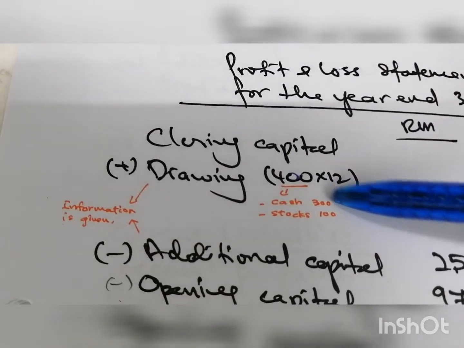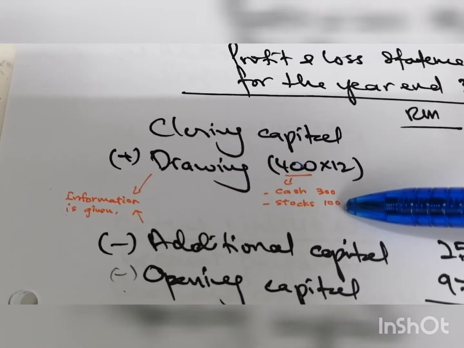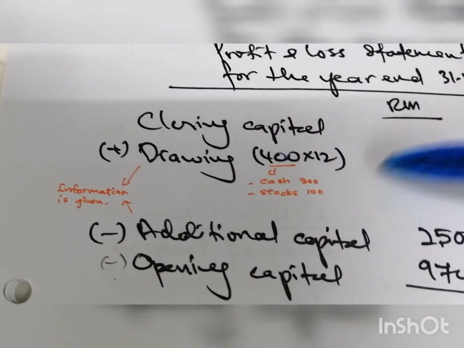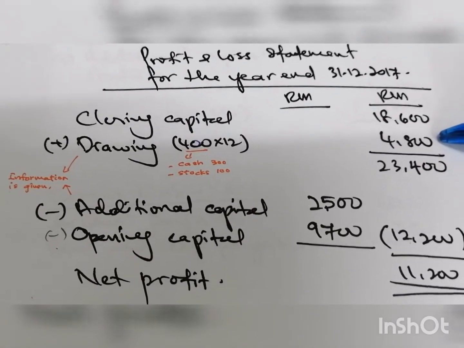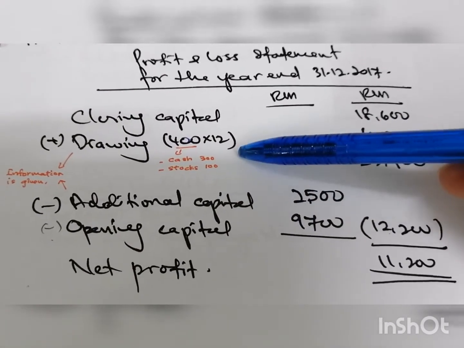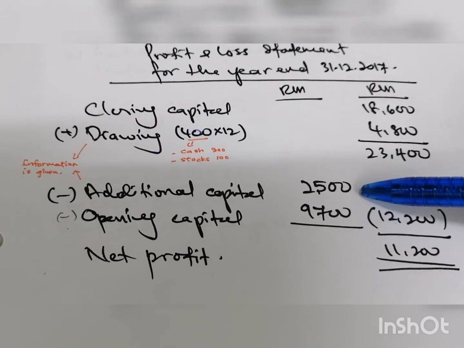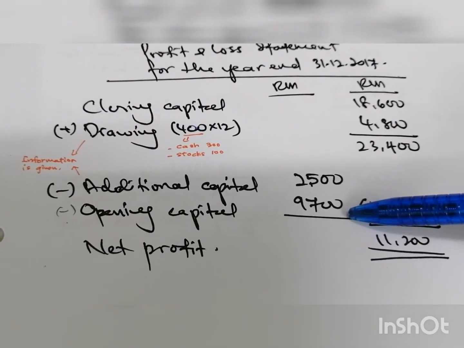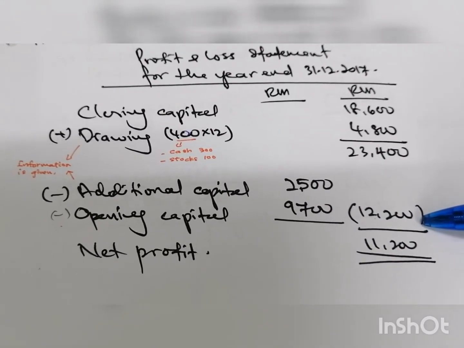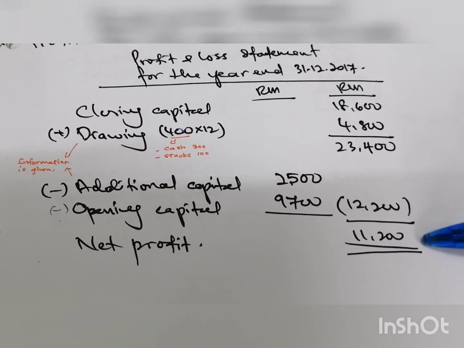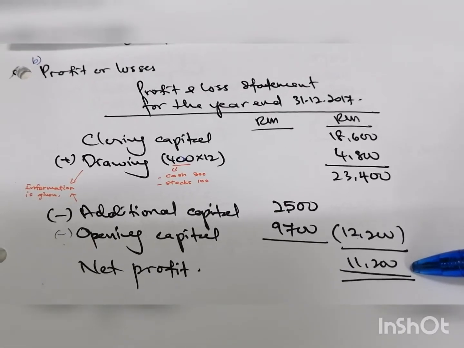So for 1 year, 12 months, therefore you get 4,800. Okay, this is the information given in the question. Then additional capital 2,500, then minus your opening capital 9,700. The total will be 12,200. So this one minus this one, you get your net profit 11,200. So this is your net profit.